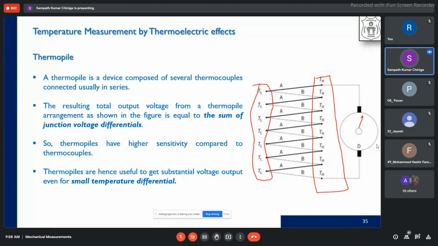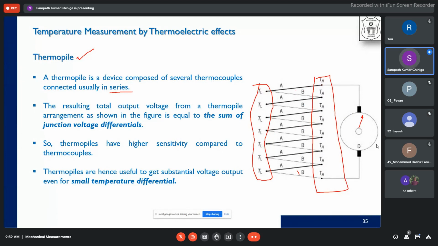Now, by connecting the thermocouples in series, we call that instrument a thermopile. What is the use of it, sir? You can see here, because of the number of series thermocouples, for each thermocouple we are increasing the voltage by that much. The resulting total output voltage from a thermopile arrangement, as shown in the figure, is equal to the sum of junction voltage differentials.